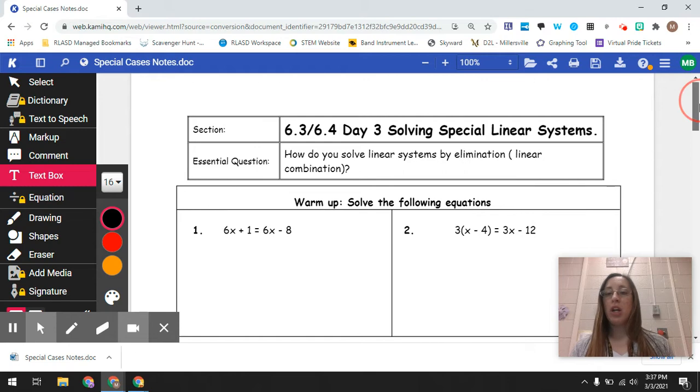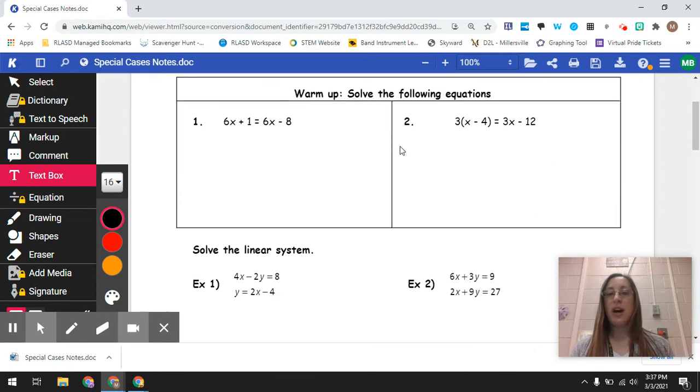For your beginning question, I would like you to do the warm-up. You can go ahead and pause the video, and when you're finished, you can jump back in and make sure that your answers are correct. It's review from one of the previous units, where we were not solving for equations, but we were solving for variables on both sides. Okay, so you should have been able to finish.